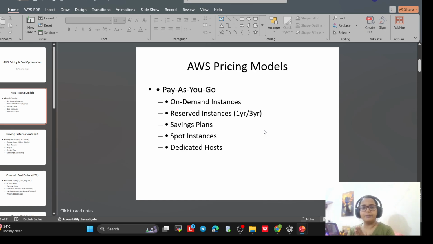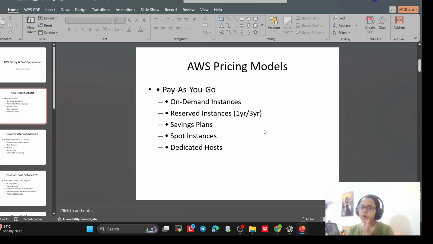reserved instance is there. For example, if we are going to use the instance continuously for 1 to 3 years, like in a production environment, we are going to use a reserved instance. Savings plans would be there, which we are going to use for some logs. Spot instance will be there, which we use for some instant things. Dedicated host will be there.